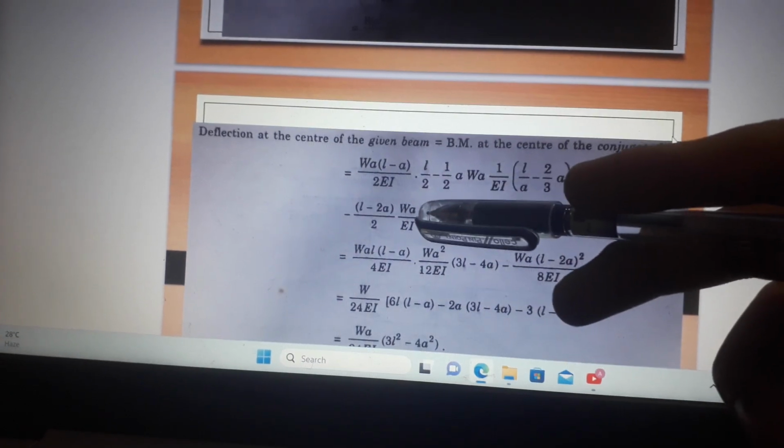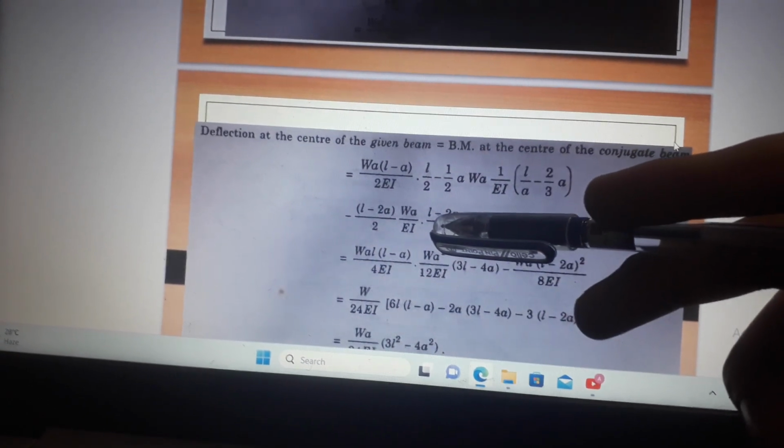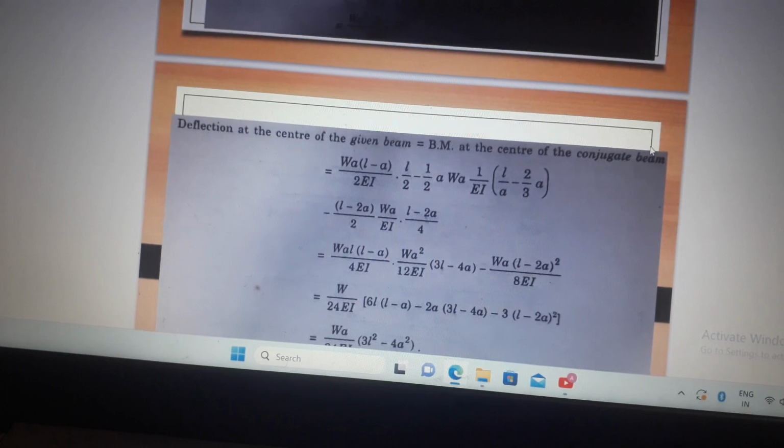Minus (L minus 2A) divided by 2 into WA by EI into (L minus 2A) divided by 4. This is L minus 2A, then this is L minus 2A, then from the center this is (L minus 2A) by 2. From the center of gravity, then (L minus 2A) by 4.